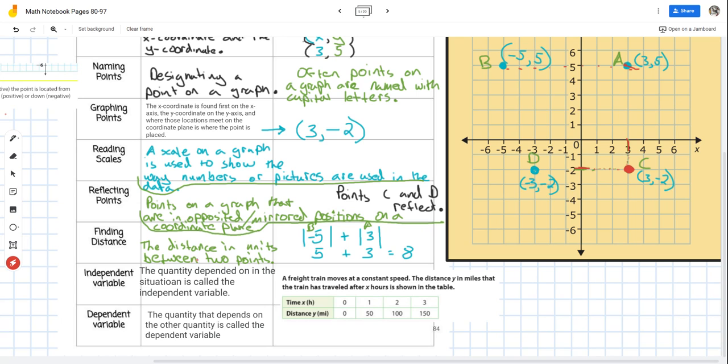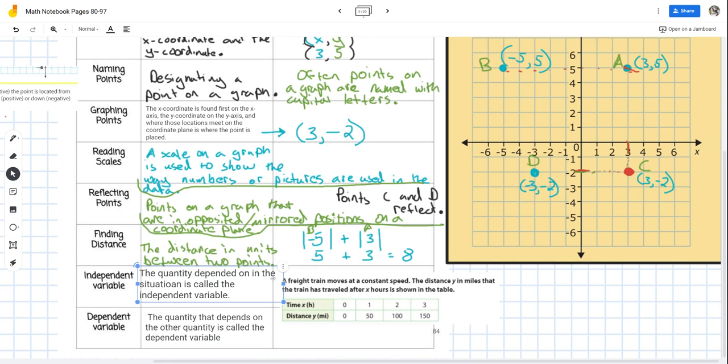I just noticed I have a misspelled word here, don't I? So let's fix that. Edit. And then we also have the dependent variable, which is the quantity that depends on the other quantity. This is called the dependent variable. Now we have an example here. A freight train moves at a constant speed. The distance y in miles that the freight train traveled after x hours is shown in the table.